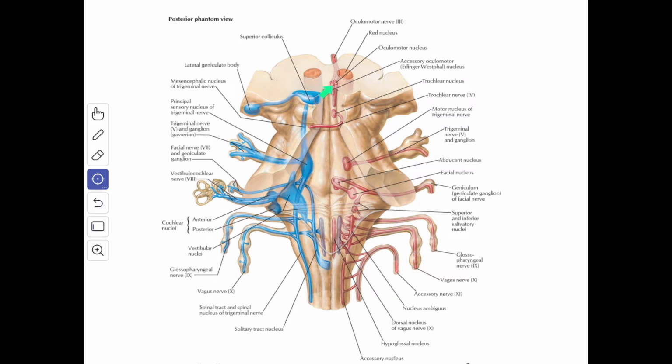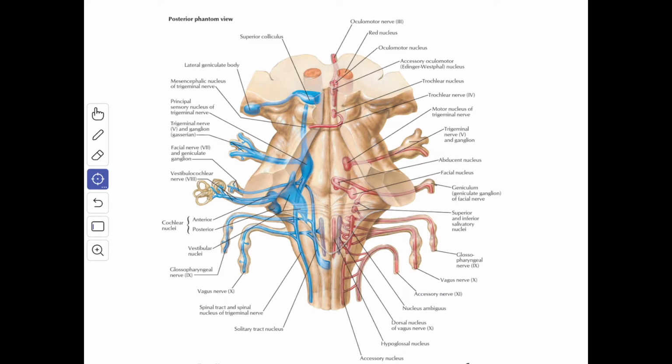The oculomotor nucleus is located in the central gray matter of the midbrain at the level of the superior colliculus. So this is the superior colliculus. At the level of the superior colliculus, you have the oculomotor nucleus which is located in the central gray matter of the midbrain, ventral to the cerebral aqueduct.